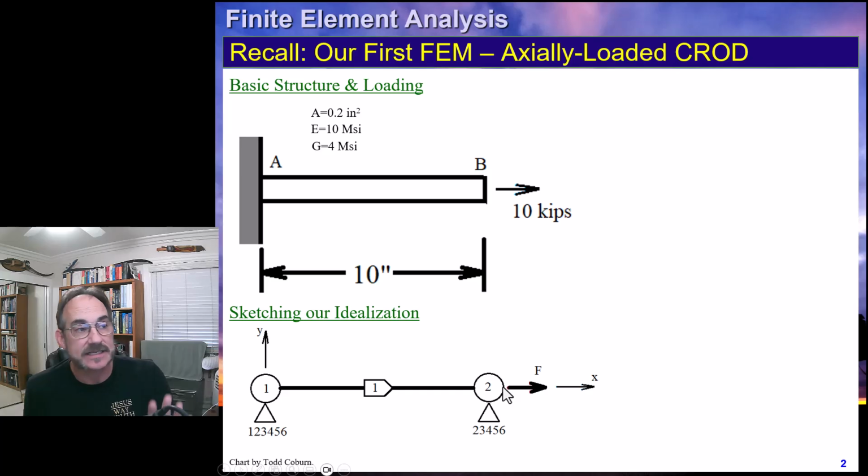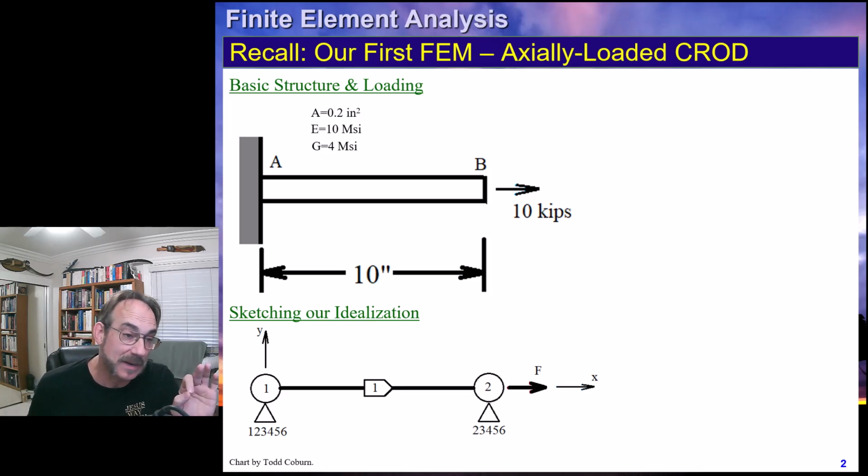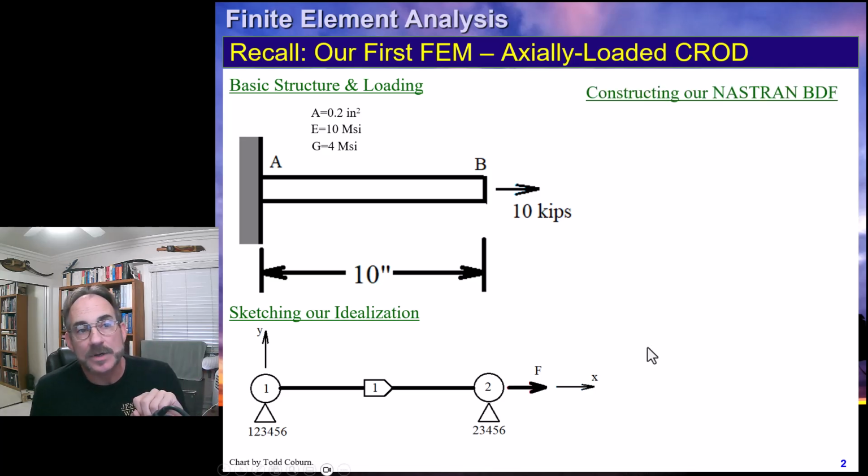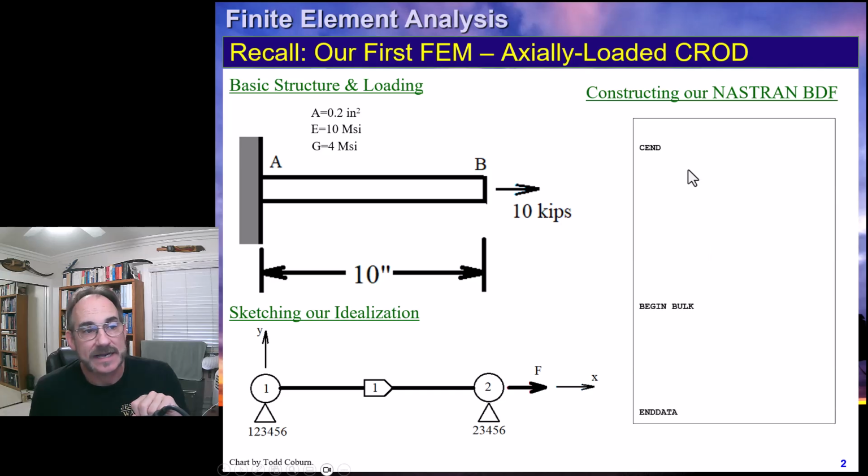So just like this, we need to be able to look at a structure and quickly sketch a finite element model idealization, where we're idealizing the points and the elements that will be used, followed by the loads that are going to be applied and the constraints that are going to be applied. Now, what we saw before was a NASTRAN deck like this. Remember, we have the delimiters between our executive, case control, and bulk data decks.